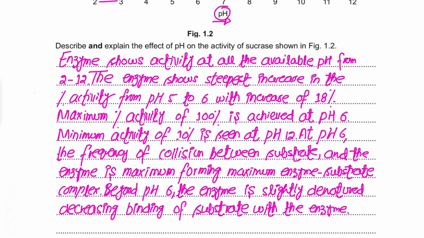Now they are asking, for a total of 6 marks, that we describe and explain the effects of pH on the activity of the sucrase enzyme, which they have shown in figure 1.2. As per the division of marks, 3 to 4 points should come for description and 2 to 3 points should go for explanation.